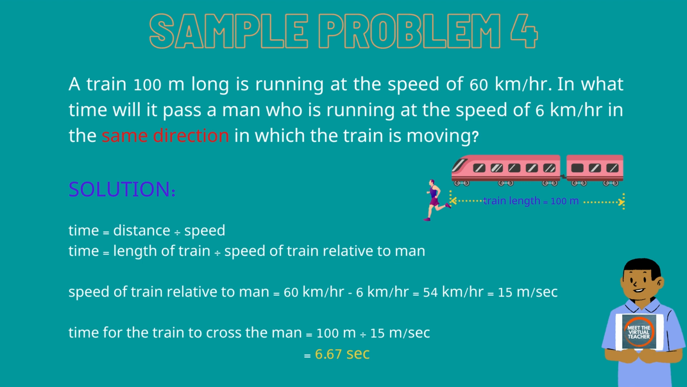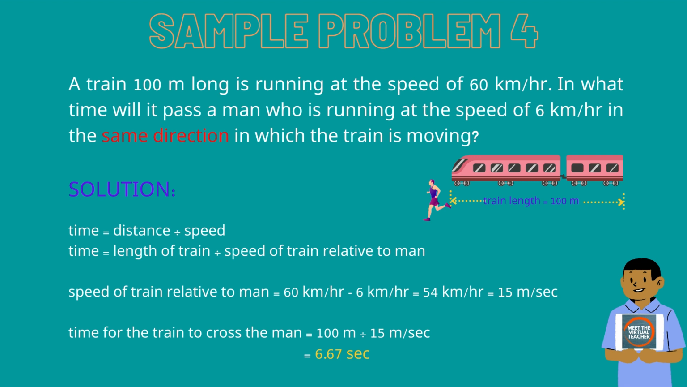Sample problem number 4. A train 100 meters long is running at the speed of 60 kilometers per hour. In what time will it pass a man who is running at the speed of 6 kilometers per hour in the same direction in which the train is moving? Our solution, since we are looking for the time, it will be equal to distance divided by speed. And then this will be equal to the length of train divided by the speed of train relative to man, since the man is also moving in the same direction.